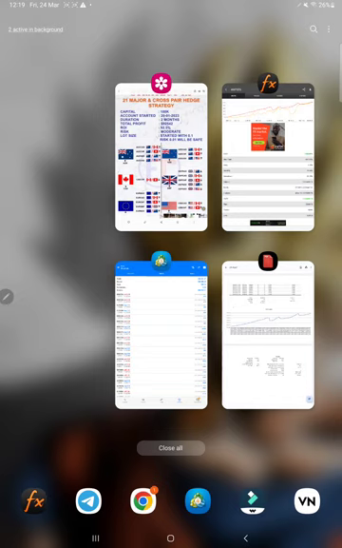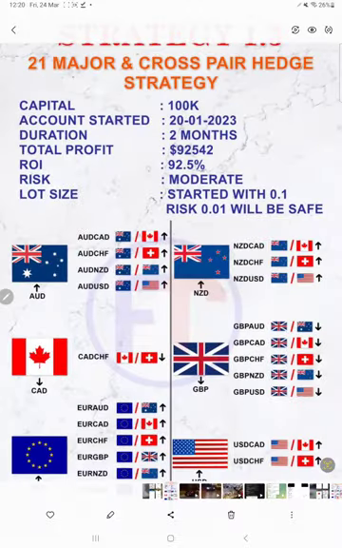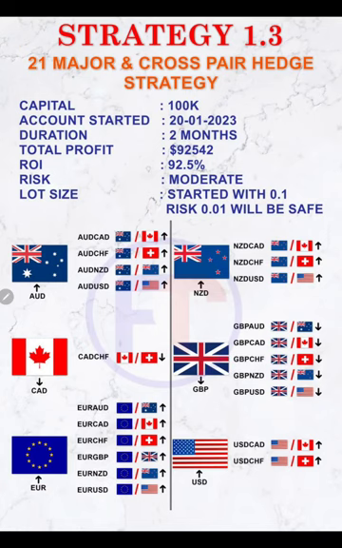So today we are introducing a new strategy, number 1.3, which is a 21 major and cross pair hedge strategy. This complete video will be in four parts. The first part will be the trading strategy explanation. The second part will be the trading account history on MT5. The third part will be the MAFX book, and the fourth part will be the trading account statement. So starting the video, we'll check the strategy explanation. Make sure you stay connected to the video till the end so that you can understand how it is working.